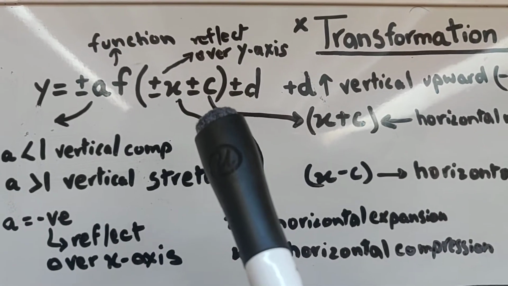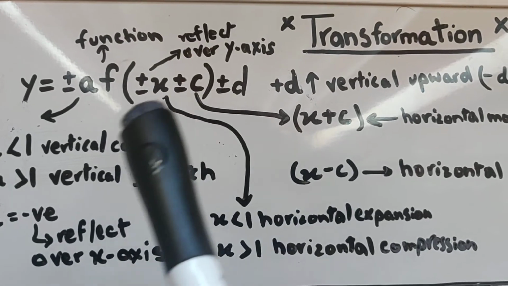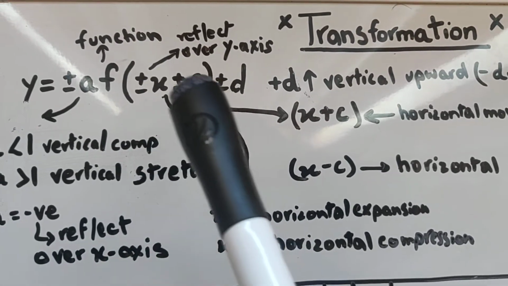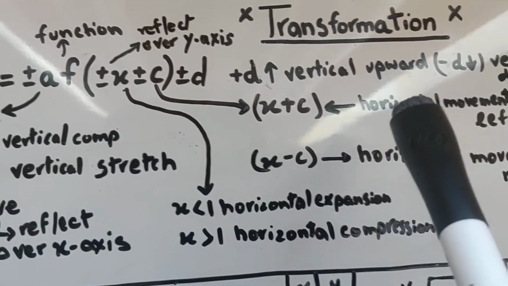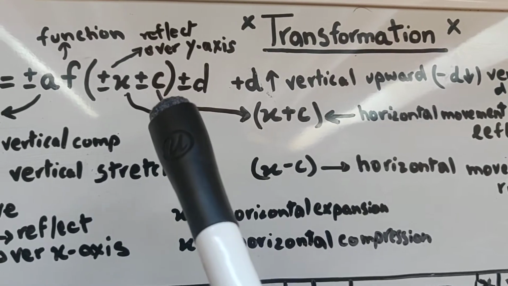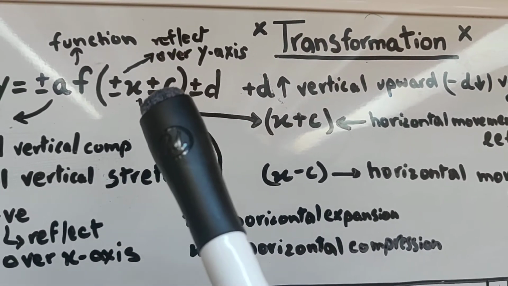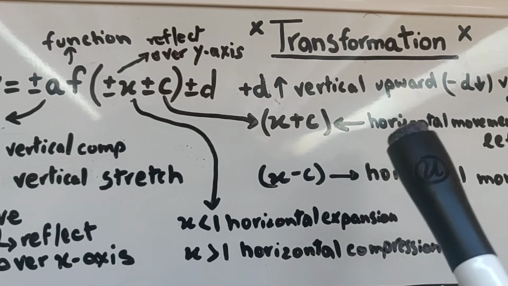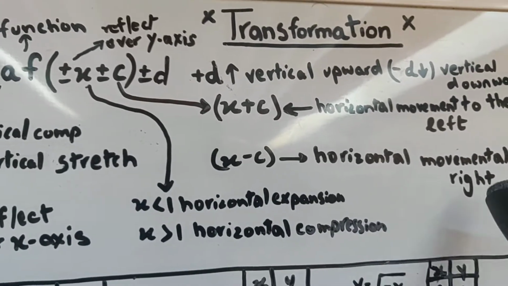Now we go to plus or minus c. If it's x plus c, like x plus 1, it means a horizontal movement of 1 to the left. If it's x minus c, take note of it, it means movement of 1 to the right. So x minus c is a horizontal movement to the right.